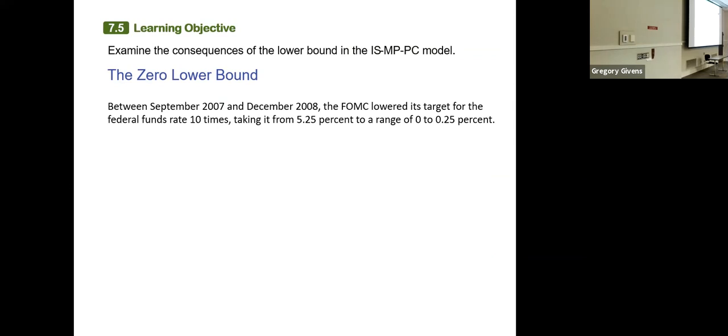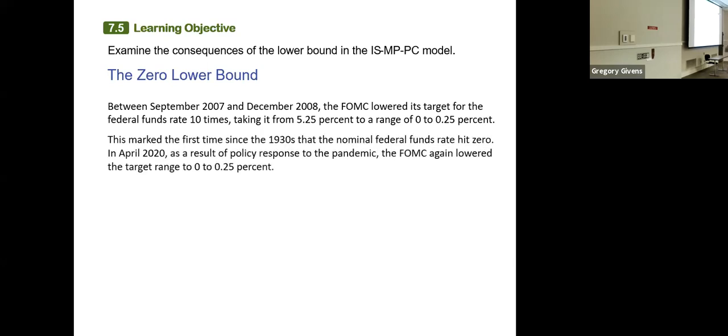Between September of 2007 and December of 2008, so that year before the financial crisis and during the first couple of months of the financial crisis, the FOMC lowered its target for the federal funds rate 10 times in a row. 10 times in a row. It lowered it from 5.25% all the way down to a target range of 0 to 0.25%. Okay? At the time, this marked the first time since the Great Depression that the nominal federal funds rate had essentially hit 0.